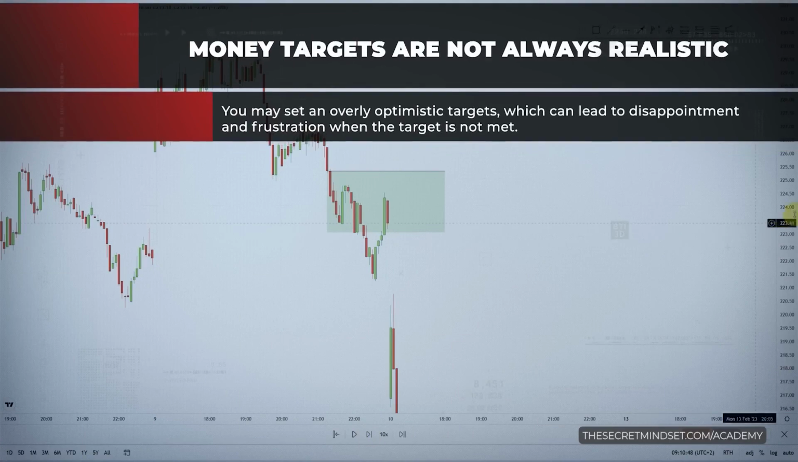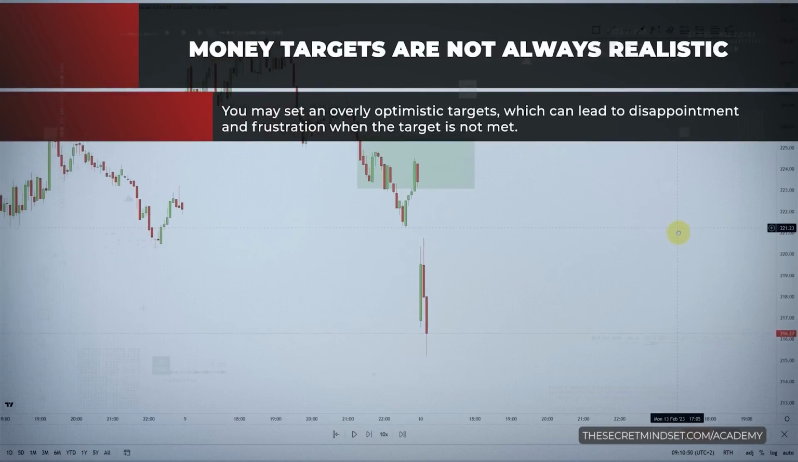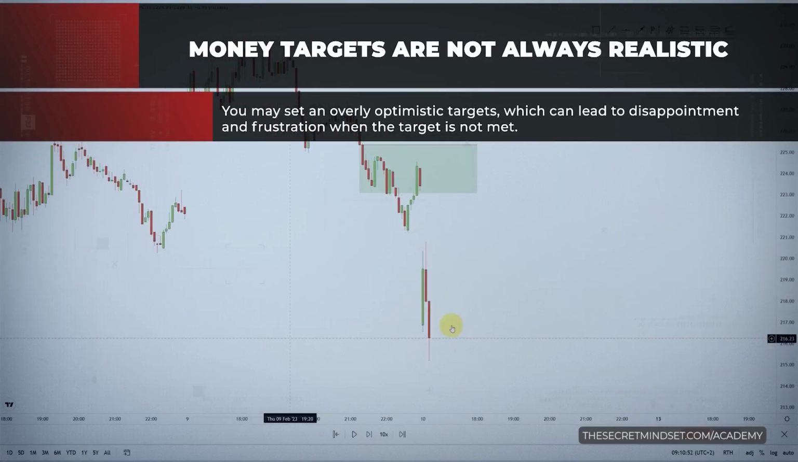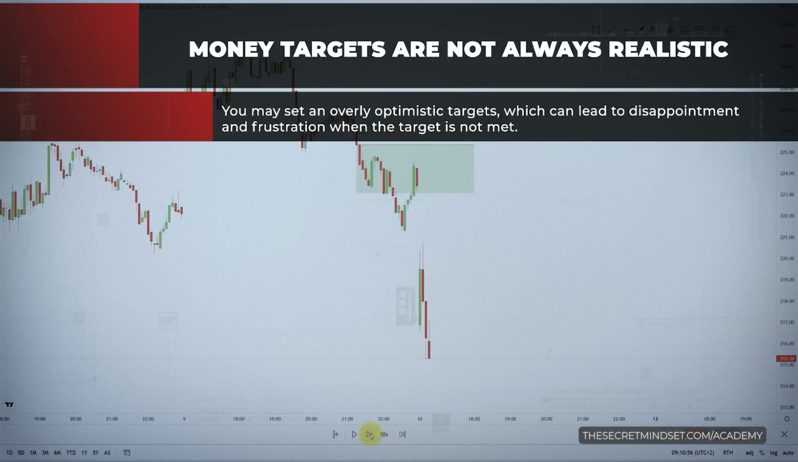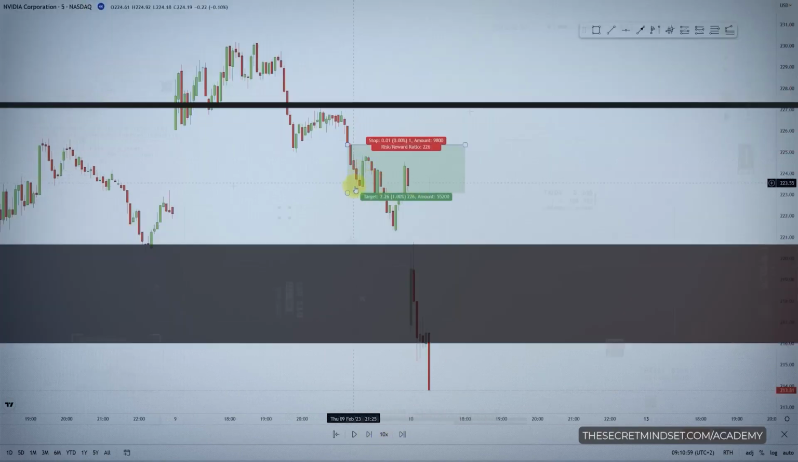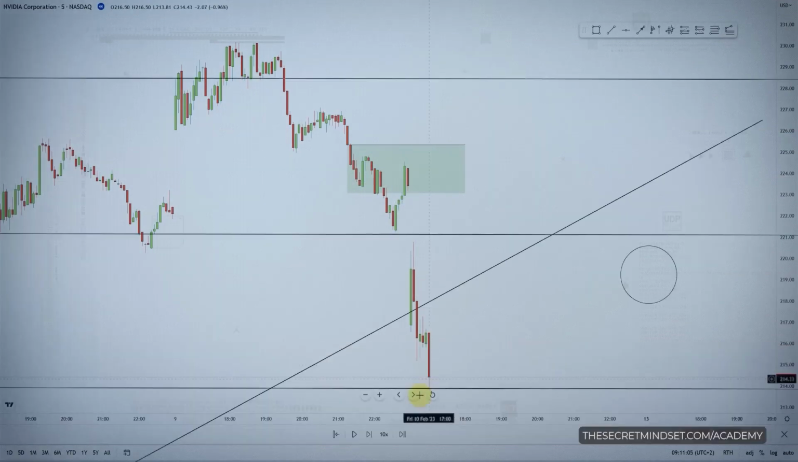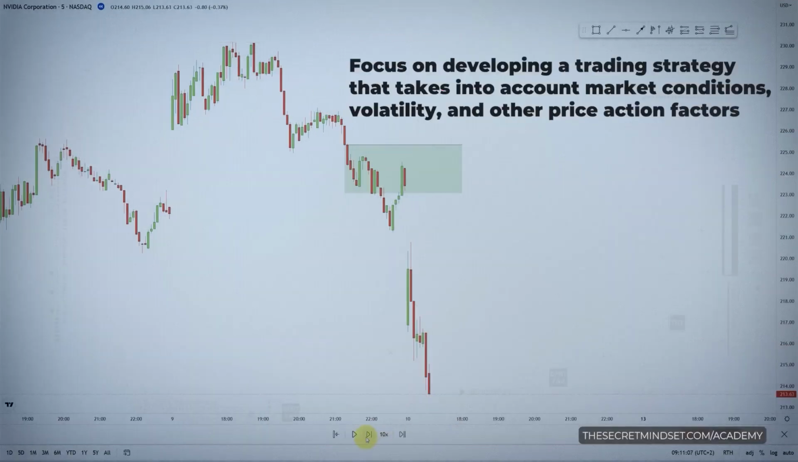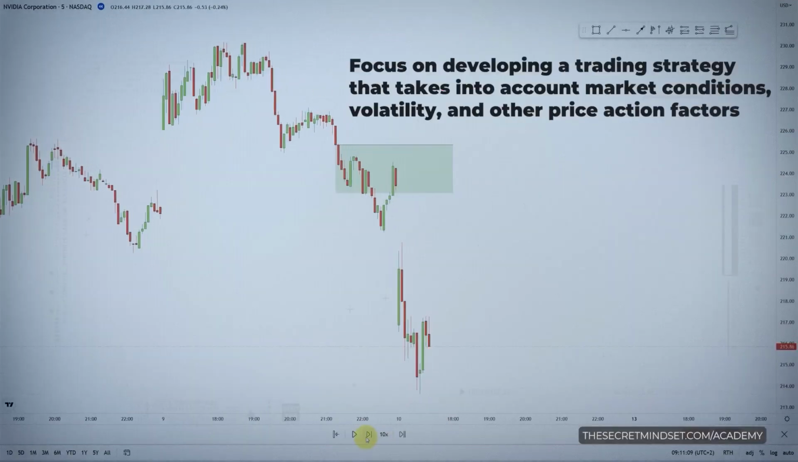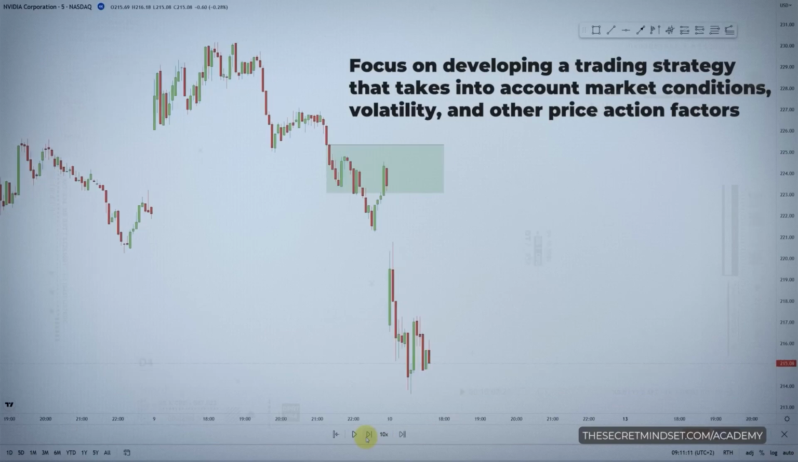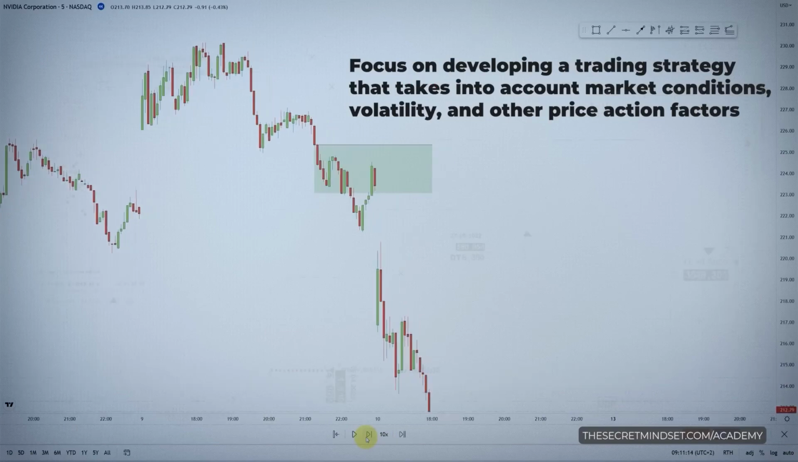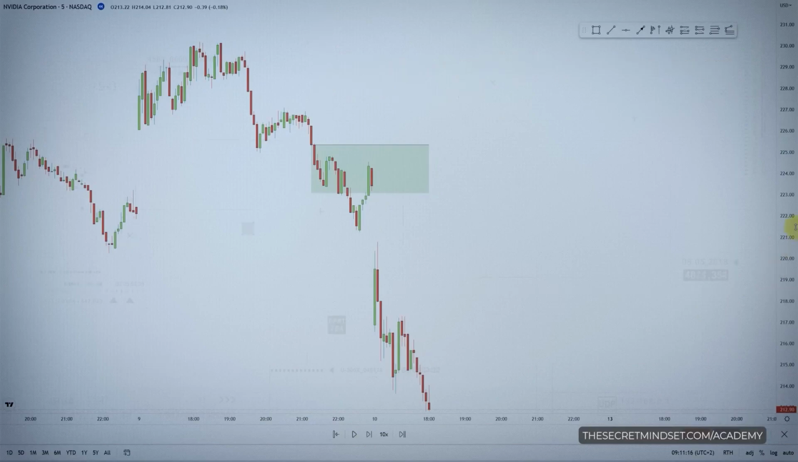Second, money targets are not always realistic. You may set an overly optimistic target, which can lead to disappointment and frustration when the target is not met. And on the other hand, setting a target that is too conservative can result in missed opportunities for profits. So instead, you should focus on developing a comprehensive trading strategy that takes into account market conditions, volatility, and other price action factors.